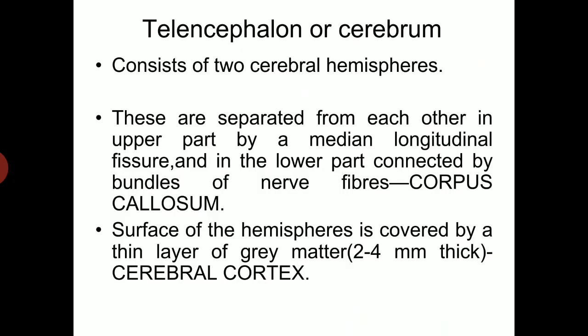Now telencephalon or cerebrum or cerebral cortex. It consists of two hemispheres. There are two cerebral hemispheres separated from each other in the upper part by a median longitudinal fissure, and in the lower part connected by a bundle of nerve fibers, which is known as the corpus callosum. Now the surface of the hemisphere is covered by a thin layer of gray matter, about 2 to 4 millimeter thick, which is known as the cerebral cortex.